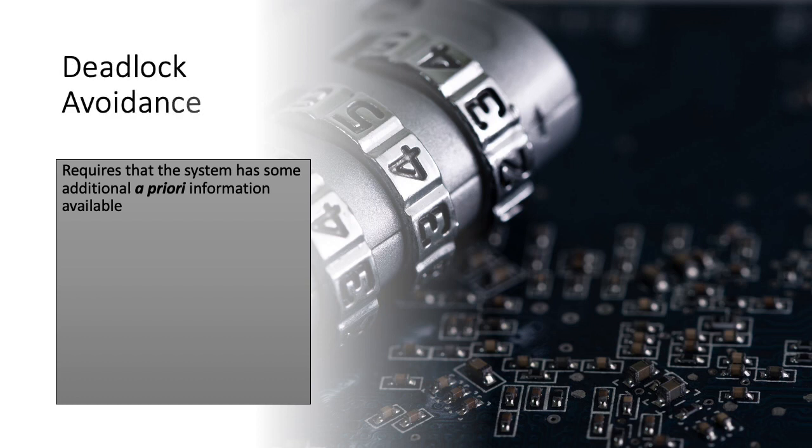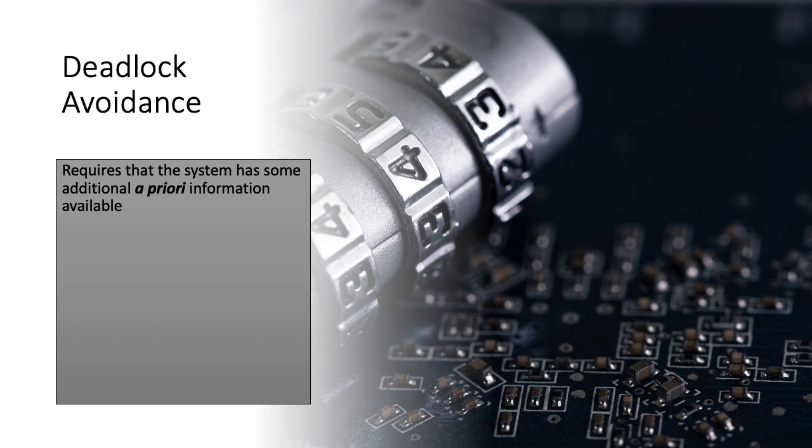Now, since the first method, which is deadlock prevention, does not lead to great results in a way that it can cause low resource utilization and possible starvation, let's discover a second method to prevent deadlocks, which is deadlock avoidance.